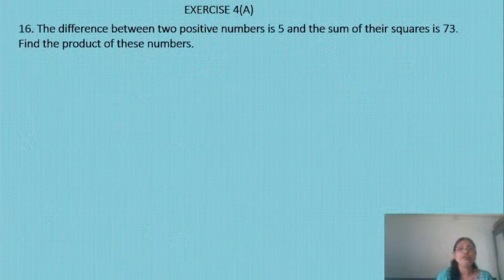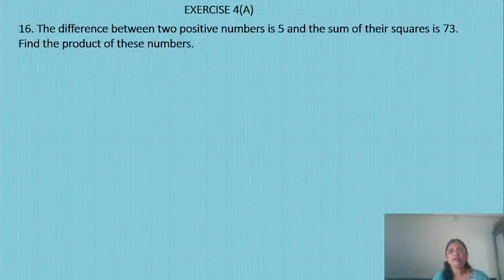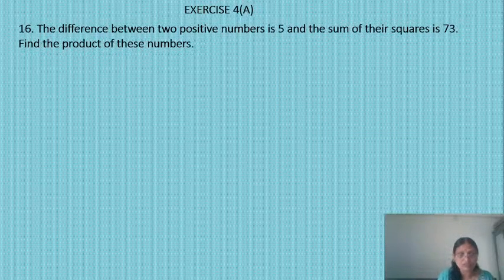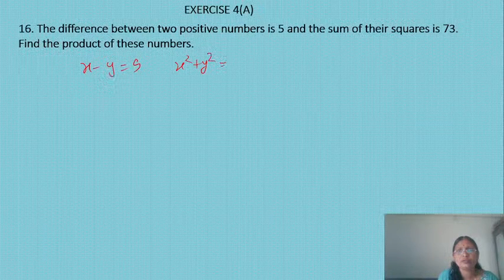The difference between two positive numbers is 5, and the sum of their squares is 73. Find the product of these numbers. So this is easy. Let us take the two positive numbers as x and y. x minus y is equal to 5, and the sum of their squares, that is x square plus y square, is equal to 73. We have to find xy.